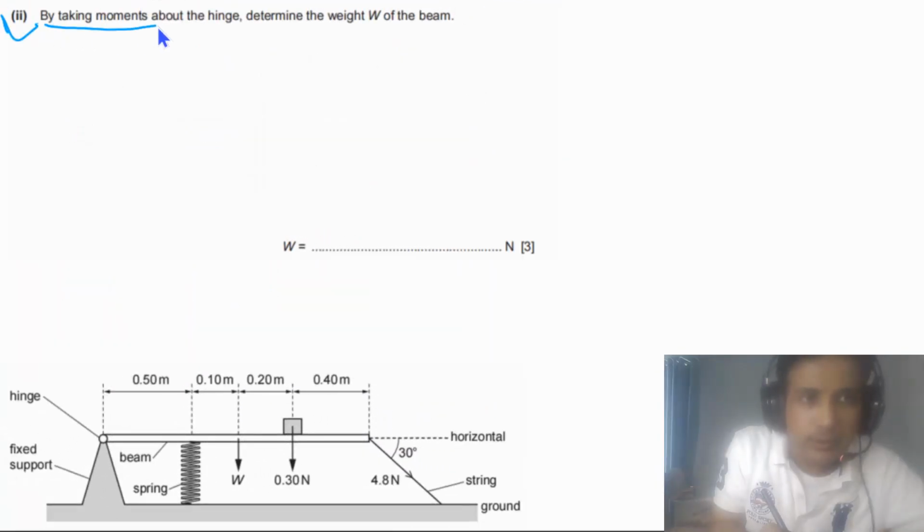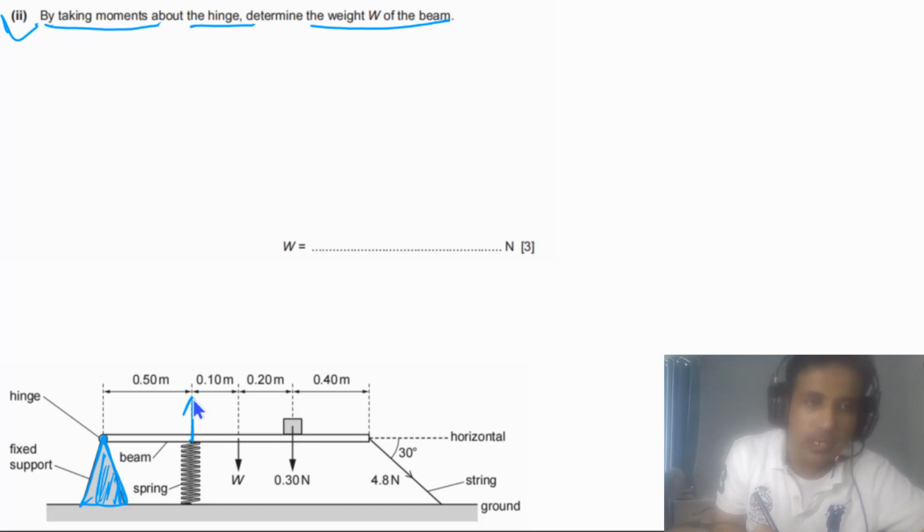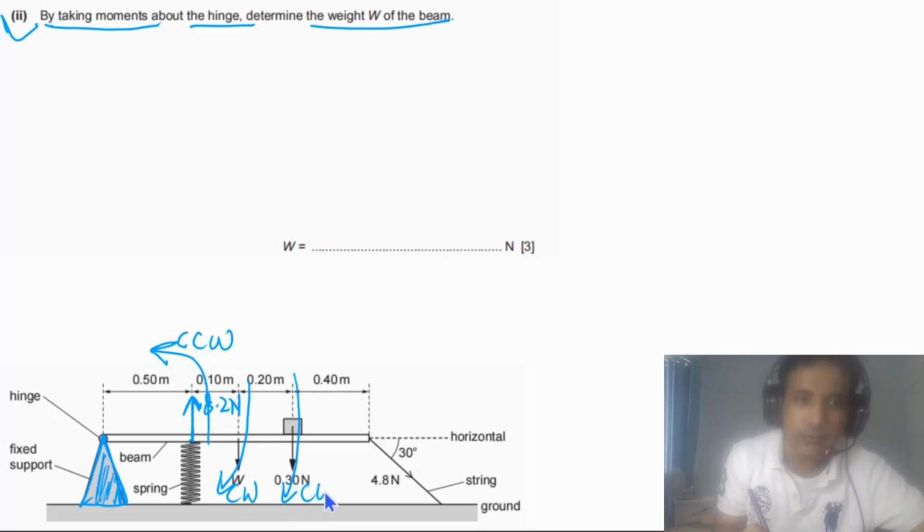Part 2 says, by taking moments about the hinge, determine the weight W of the beam. So we have to take moments about this point, which is our pivot point. In the question, the force by the spring in the upward direction is given as 8.2 newtons. The moment due to this force will be counterclockwise, the moment due to the weight will be clockwise, and the moment due to this force also will be clockwise.